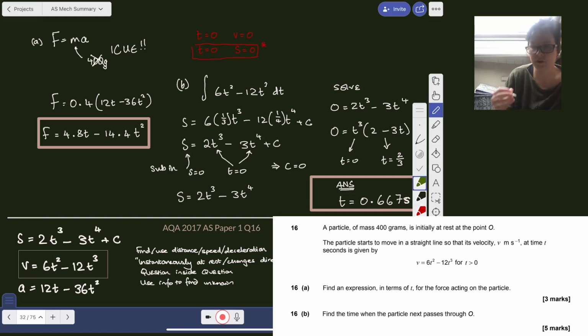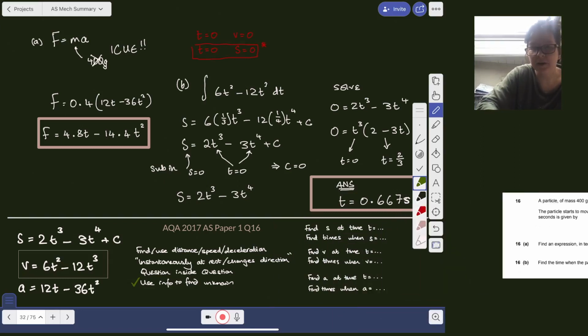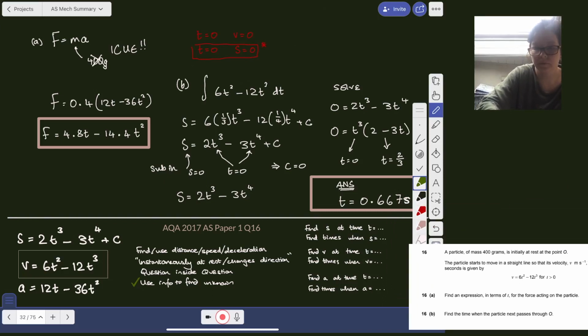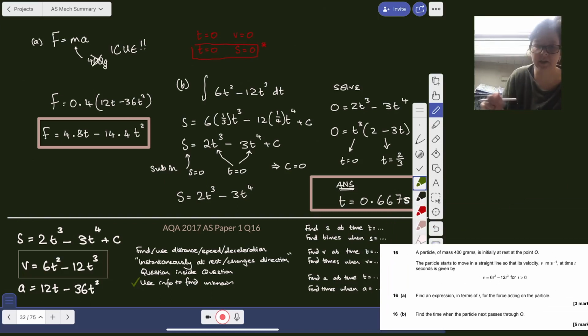So in terms of ticking off what they're asking us to do, we didn't have to find the distance. There was no confusion about speed or deceleration or anything like that. It didn't mention instantaneously at rest or changes direction, which is where V is 0. We didn't have one of our questions inside a question, but we did have to use information given to find the value of an unknown, which was plus C. So when it comes right down to it, let's move the question out of the way now. What did we actually have to do? We had to find the times when S was naught.